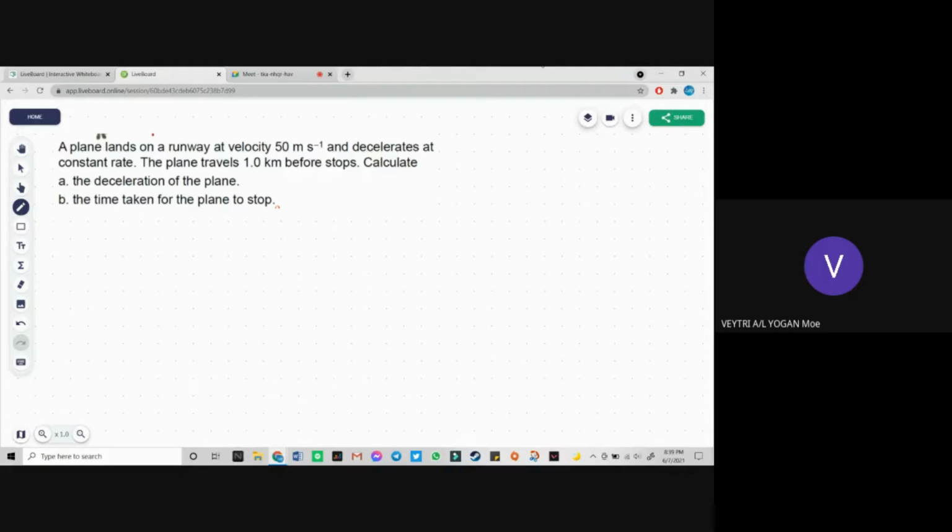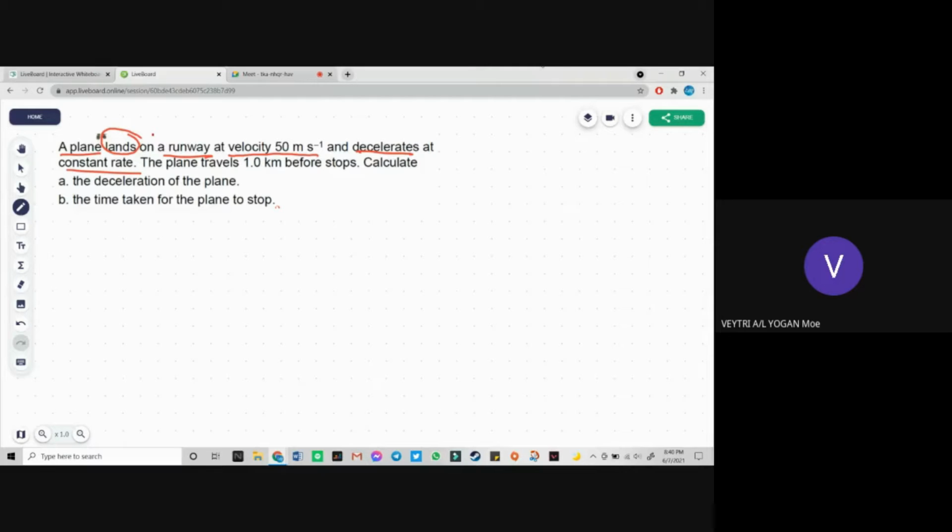Alright, now let's have a look at this question. First question says, a plane, okay, you must know how a plane moves. Okay, that's very important. Lands on a runway. Maksud dia tengah landing or taking off. A plane lands on a runway. If you're not sure about it, don't worry. Have a look at the question first. A plane lands on a runway at velocity 50 meter per second and decelerates at constant rate.